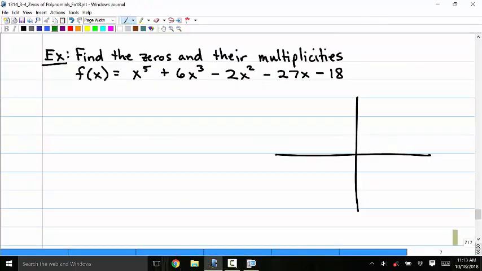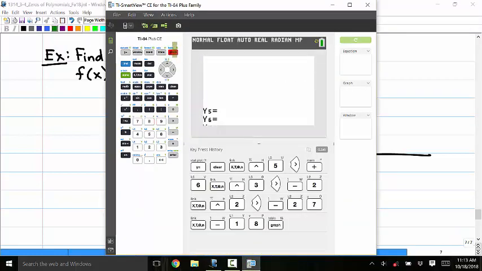Okay, for the next example, find the zeros and their multiplicities. I give you a polynomial of degree 5. Very first thing I'm going to do is go look at the graph. Put it into y equals, hit graph. How many positive real zeros do we have? 1. How many negative real zeros do we have? 1. It's a double multiplicity though, right? Because it touches. So that accounts for 3 zeros. So how many imaginary will we have? 2, because we have to have a total of 5.